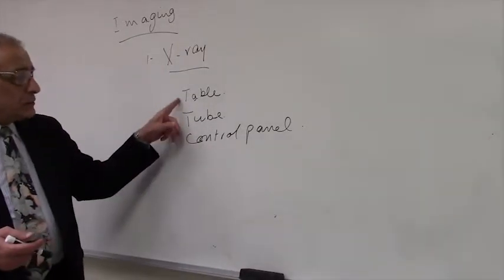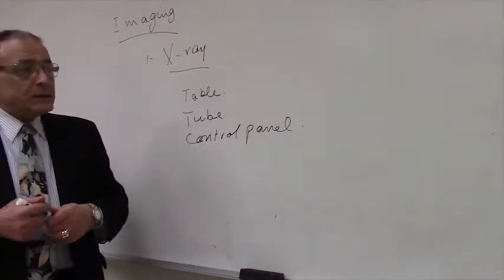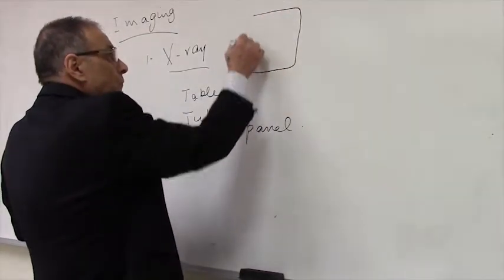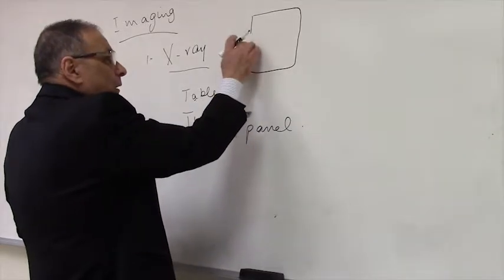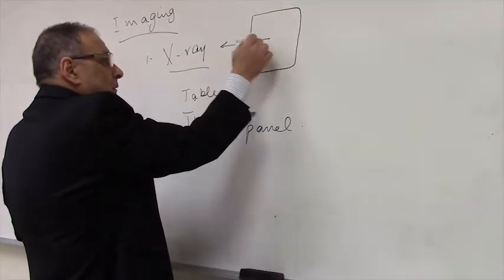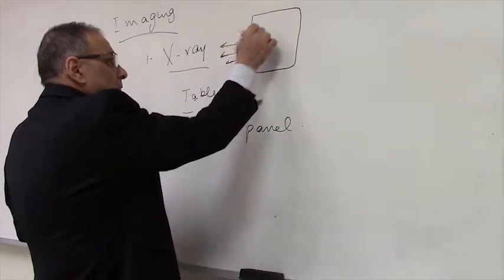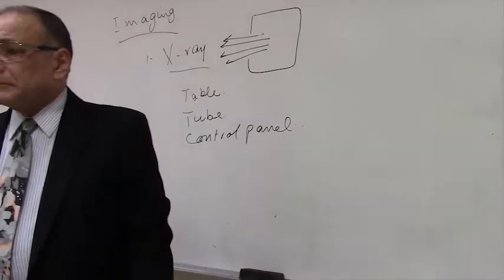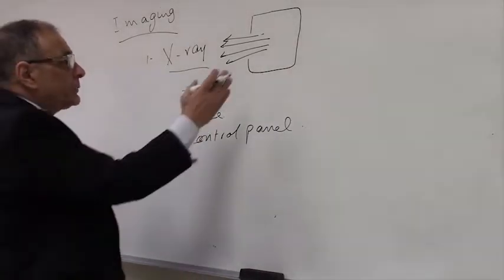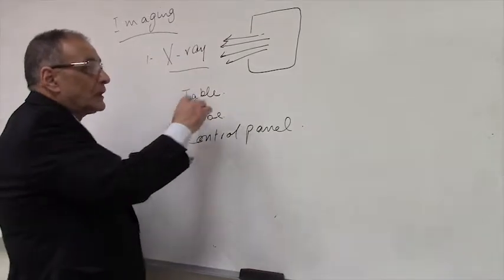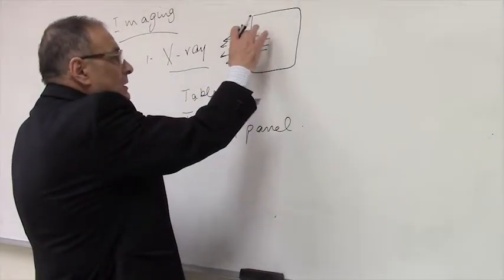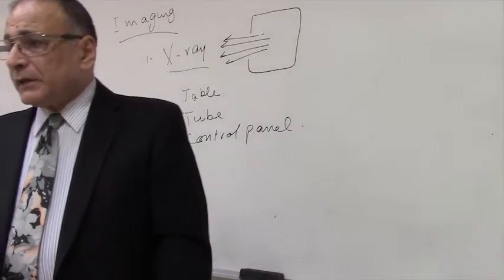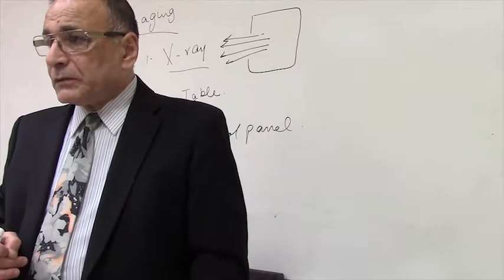The X-ray tube is a tube like this with an opening here, and the X-ray comes out this way and goes to the patient and to the X-ray film. So this part here is not covered because this is a site for emission of the X-rays from the tube.